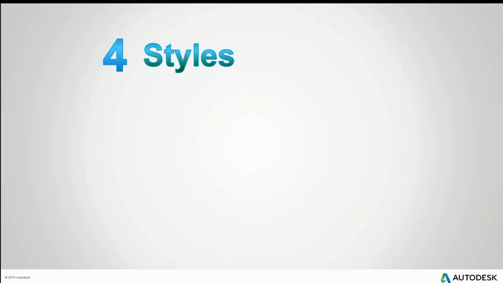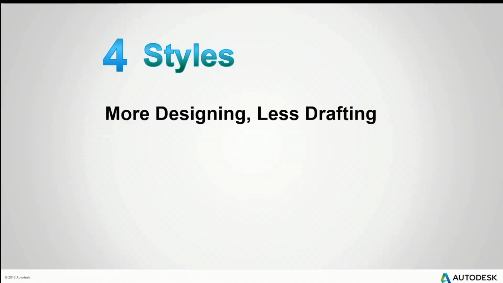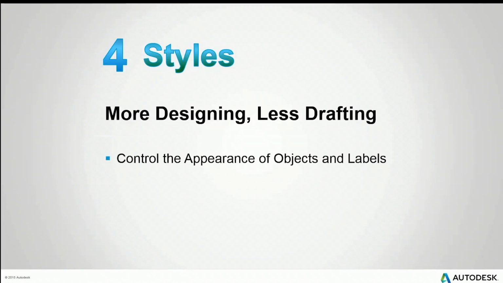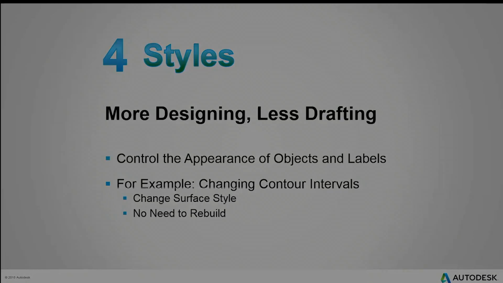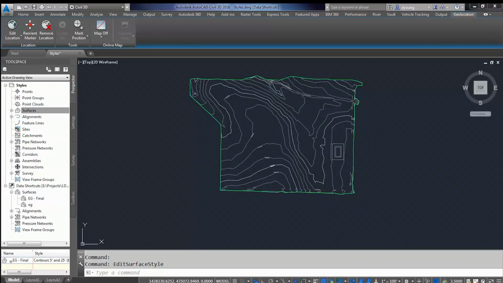Number four on the list, styles. Back to that concept of more designing, less drafting. Styles control the appearance of objects and labels in your drawing. For example, changing of contour intervals. Used to be with Land Desktop, you have to stop, rebuild the surface, rebuild the contours, and it takes three or four steps. Now all you have to do is change the surface style, and you go from 1 and 5 up to 2 and 10 foot contours. No need to rebuild. In Civil 3D, styles are used to control the appearance of everything related to Civil 3D.